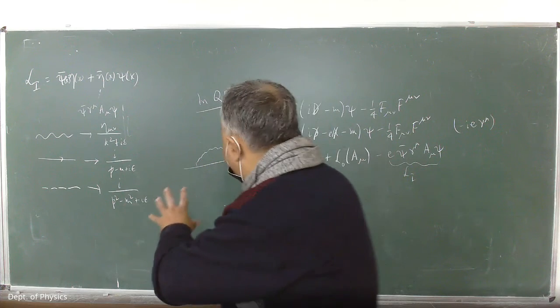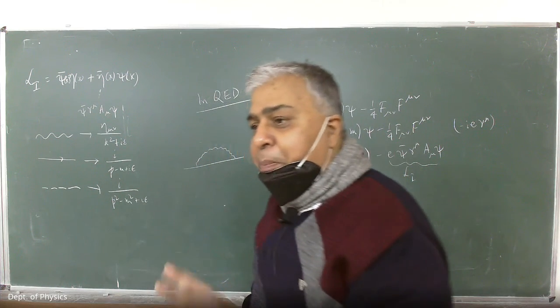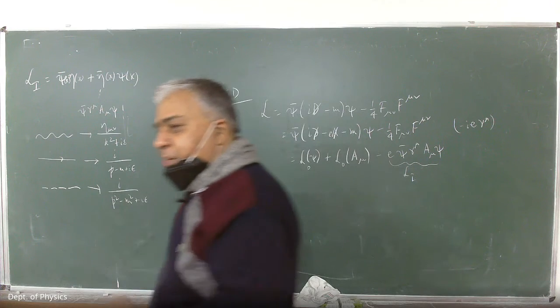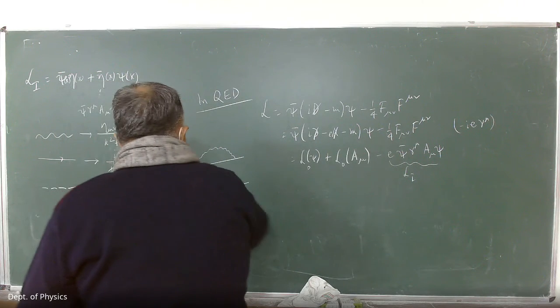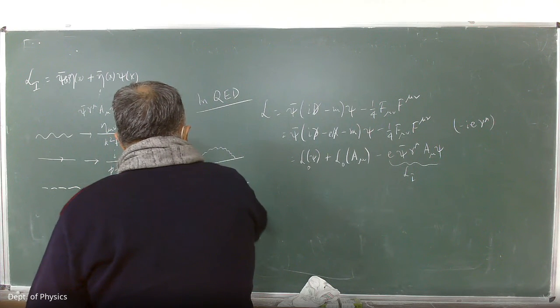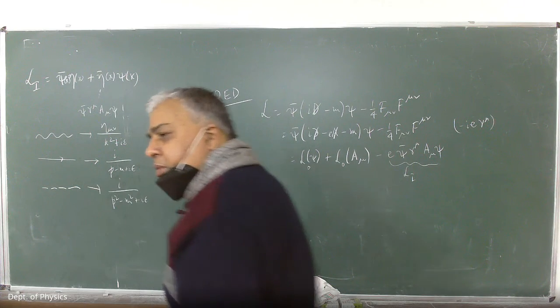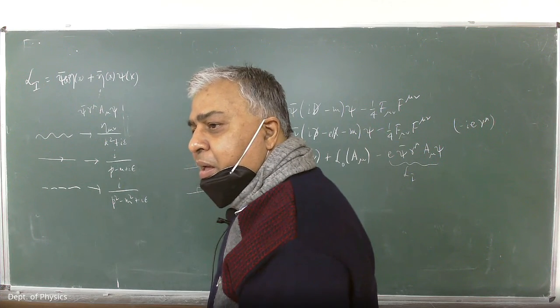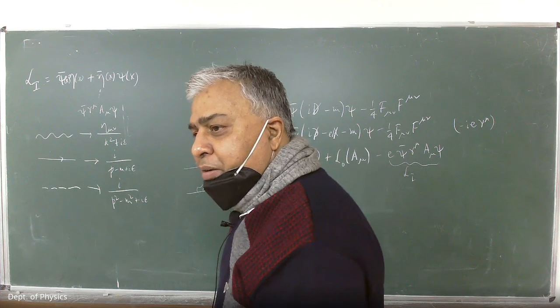So this particular process will have some particular amplitude, which you can read off from the Feynman diagrams. There may be another process like this. Like this. Very complicated diagrams you may get.